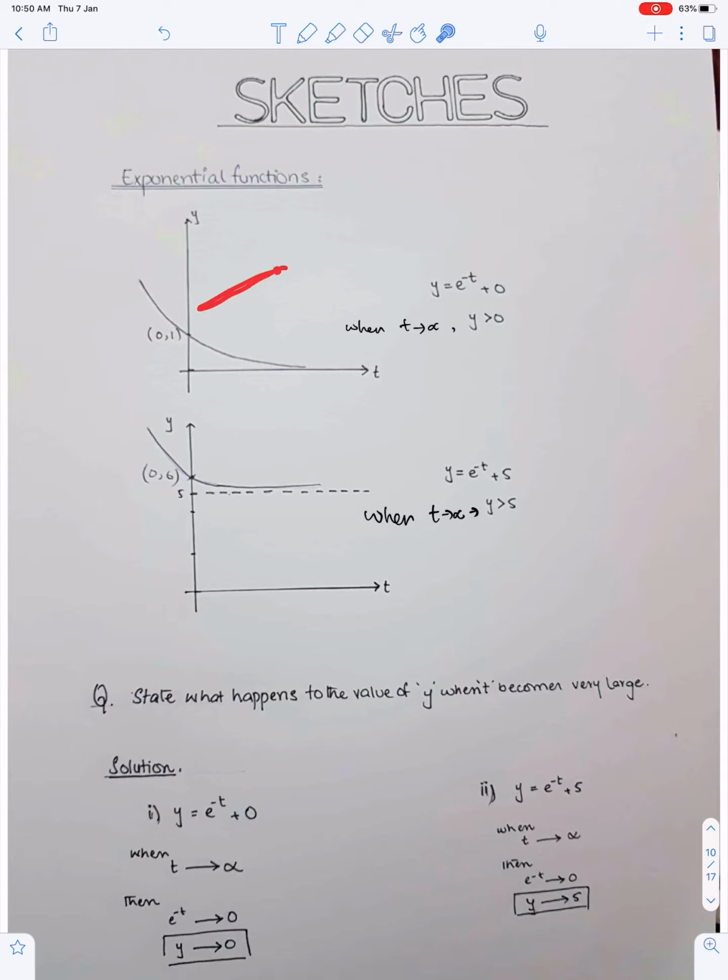Well, this is the sketch of this exponential function. So when t tends to infinity, this negative power of exponential will tend to 0. Therefore, this y will tend to 0. See, according to this sketch, when t tends to infinity, the exponential tends to 0. Therefore, y tends to 0. Y will always tend to this number. Like this, y will tend to 5.